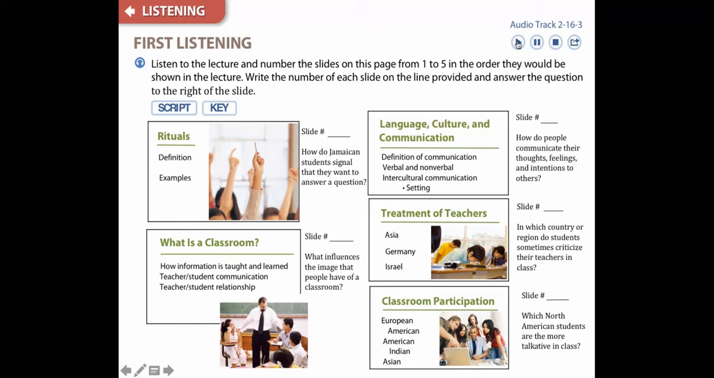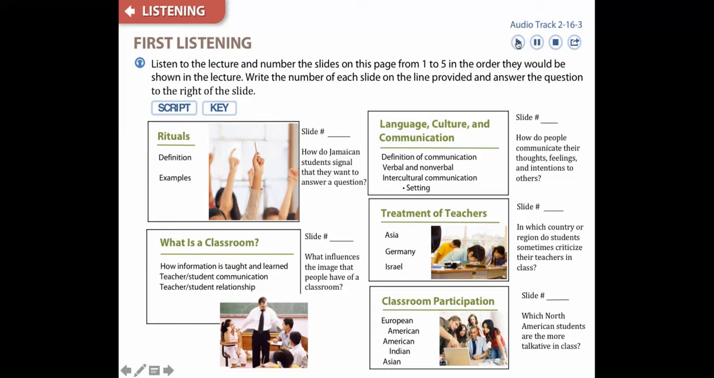In some college and graduate level seminars in American universities, students do not make any physical signs when they want to speak. They state their ideas whenever they feel the urge or when it is appropriate. This sort of classroom behavior is especially confusing to students from cultures in which there are no rituals for attracting the teacher's attention because the student is not expected to participate in the class at all.